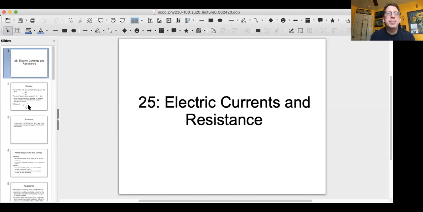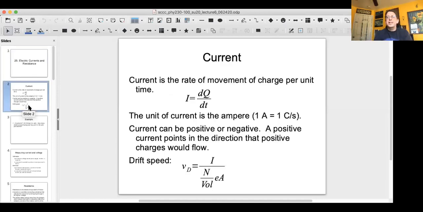So we introduced the subject of currents. Now, current is the rate of movement of charge per unit time, and it can be a small number of charges, it can be a large number of charges, but how much charge passing a point in a given interval of time tells you the current. So if you know the amount of charge passing through a point as a function of time, you take the derivative of that function, and that gives you the current.